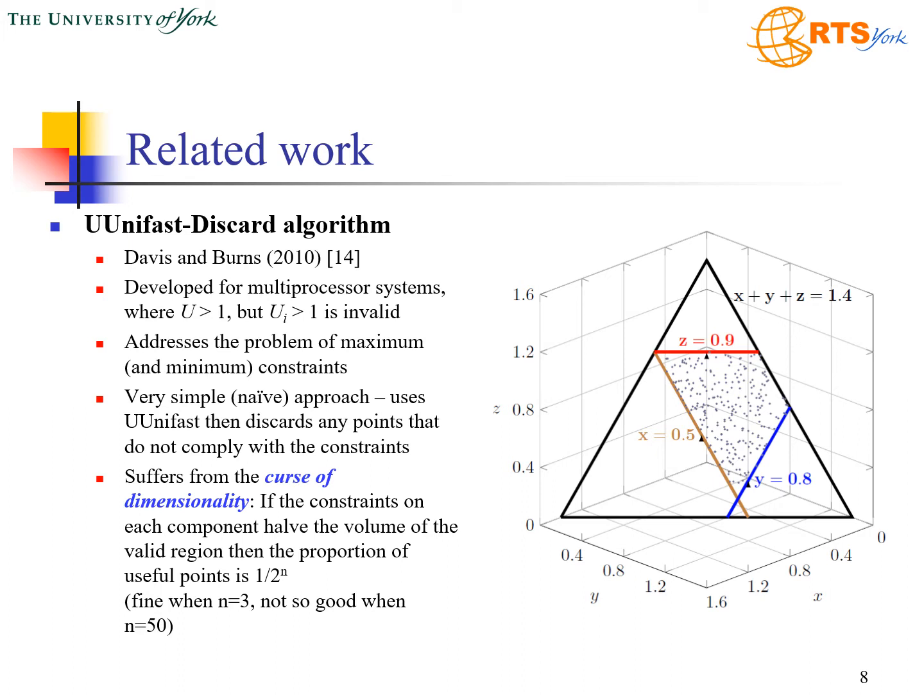Unfortunately, U-Unifast discard suffers from what's referred to as the curse of dimensionality. For example, if the constraints on each component halve the volume of the valid region, then the proportion of useful points to the total generated is 1 over 2 to the power n, which is perfectly fine when n equals 3, but not so good for, say, n equals 50.